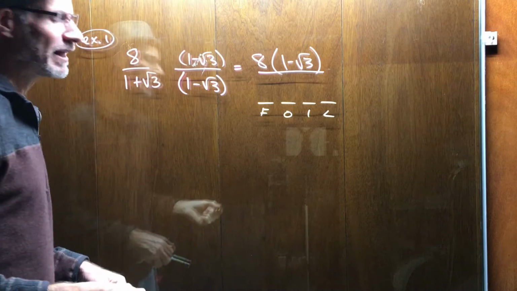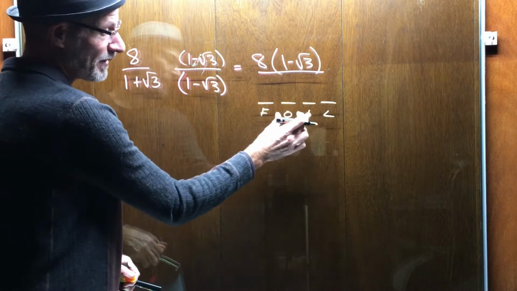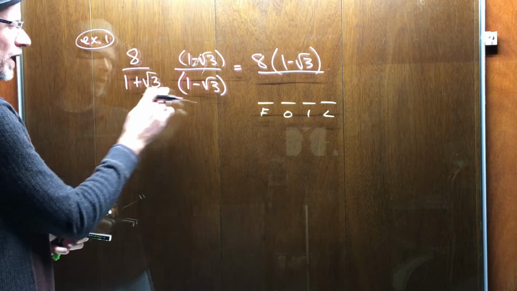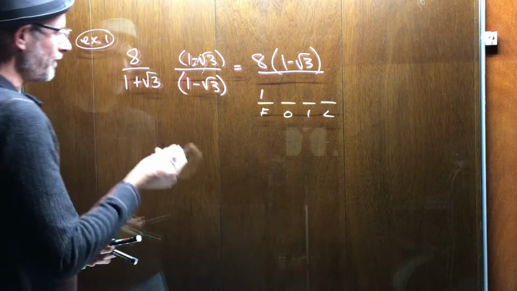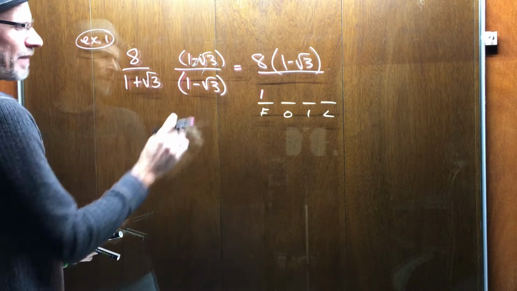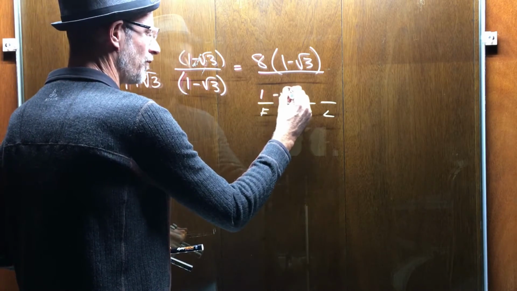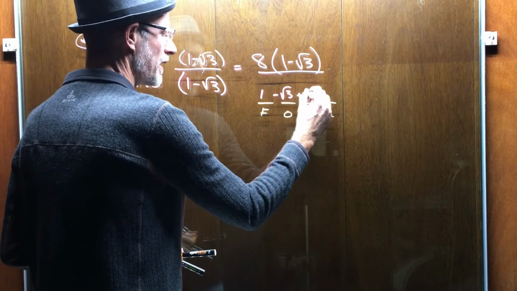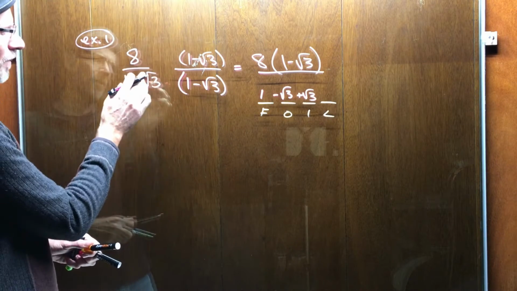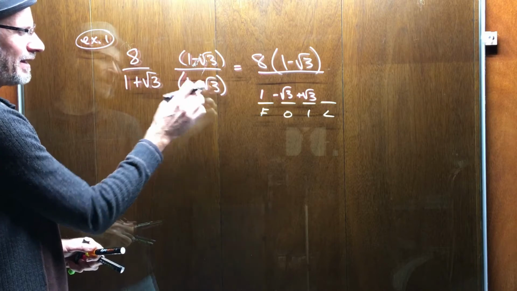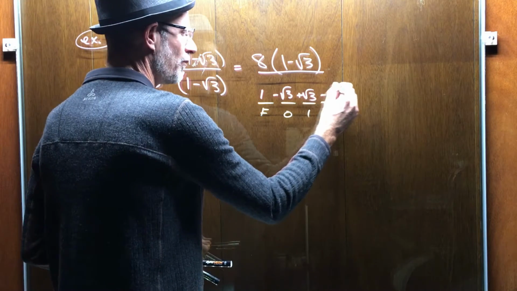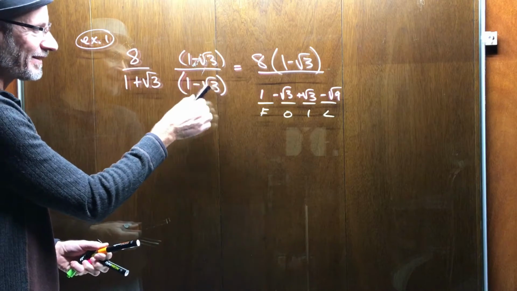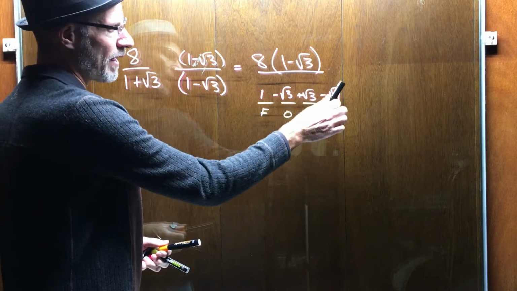And pay special attention right now to what happens to the outer and inner terms when we FOIL. So the firsts are 1 and 1, so 1 times 1 is 1. Our outers are 1 times negative root 3, which is negative root 3. Our inners are positive root 3 times 1, which is positive root 3. And our lasts are positive root 3 times negative root 3, which is negative root 9. And as we know, if you multiply a radicand by itself, you get a perfect square radicand.